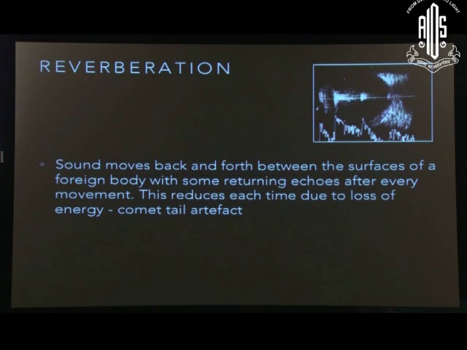Reverberation is another important phenomenon. A lot of us do ultrasounds to detect foreign bodies. And the typical finding is the comet tail artifact, as you see here, you have a very high reflective echo trailing towards the right side of the screen. Why does this happen? This happens because sound moves back and forth between the surfaces of these foreign bodies. Each time the sound wave loses some more energy, so you get this little trail of echoes. So this is a typical comet tail artifact seen in a patient with a small foreign body.